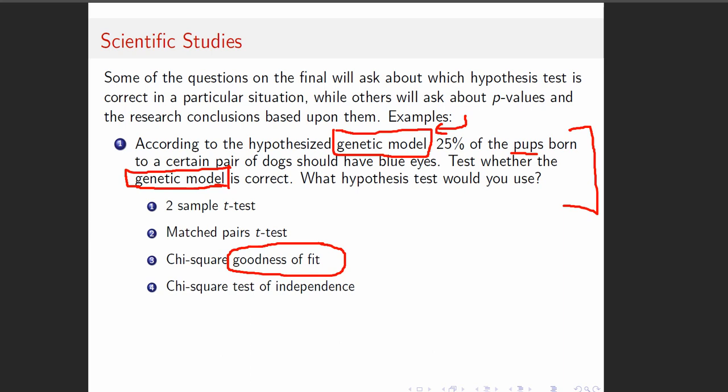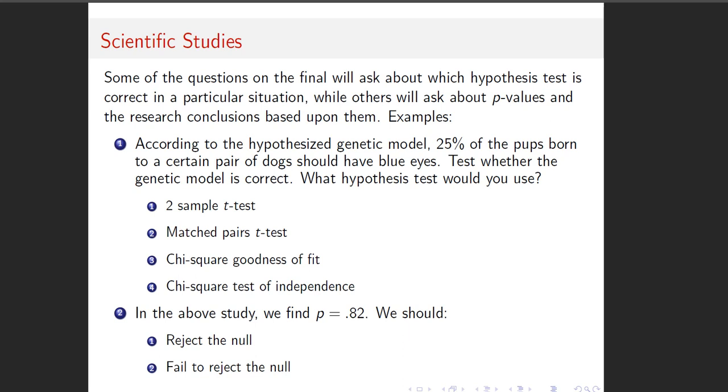How do you tell? Well, for the pups that are born, you track what percentage of them have the criteria that you're hoping for. Actually, you check all the criteria that you have in the genetic model. So this is a chi-squared goodness of fit, and I just want to let you know there will also be questions like the following.